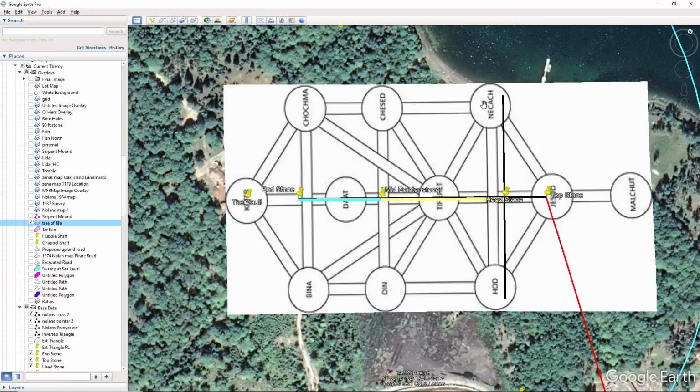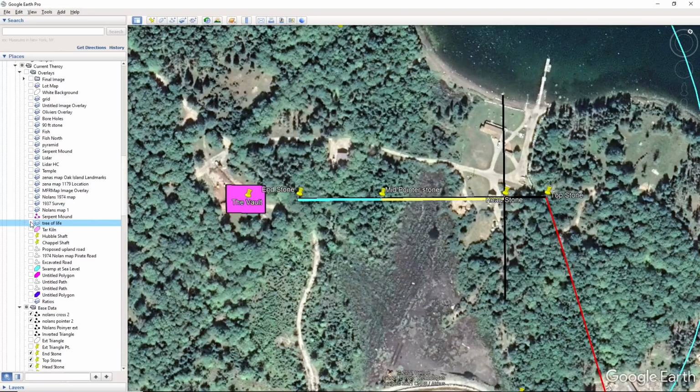But if you extended the crossbar of Nolan's cross out and the midpoint stone, it hits all these spaces here. It doesn't hit them all, but it's something that we can pretty much say possibly could be the designer of Nolan's cross, which, by the way, is very, very geometrically situated in that its dimensions are very precise in what it does.